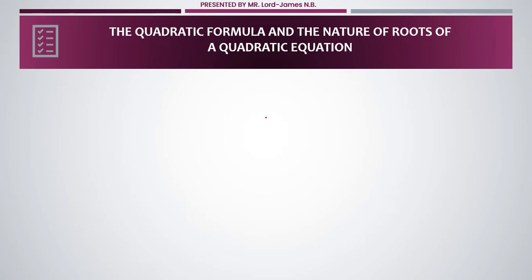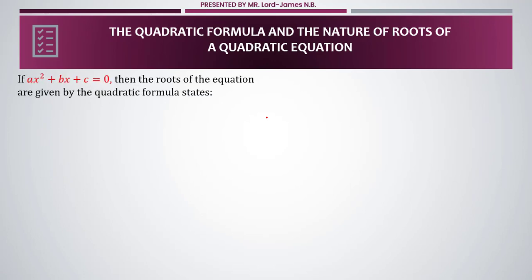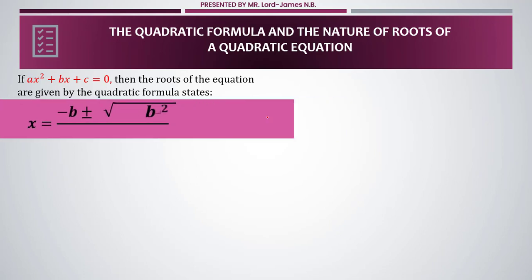So actually, we have seen the method of completing the squares. So now we are going to see the quadratic formula and the nature of the roots of a quadratic equation. So if ax squared plus bx plus c equals 0, then the roots of the equation are given by the quadratic formula, which states that x is equal to negative b plus or minus the square root of b squared minus 4ac, all of that over 2a, where a is not equal to 0.